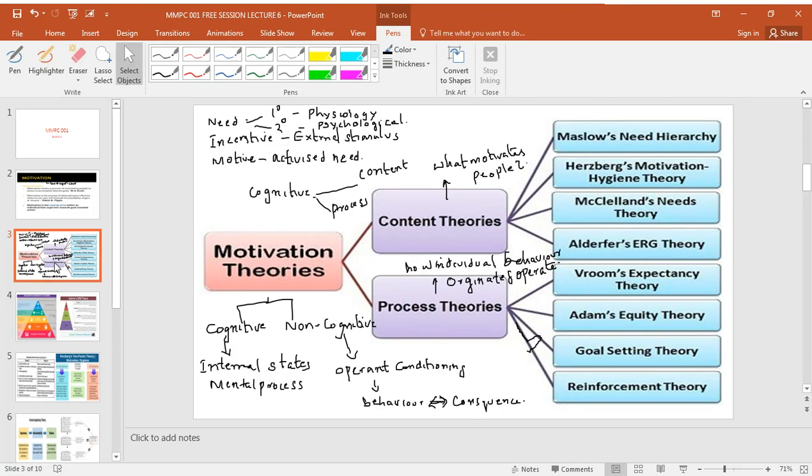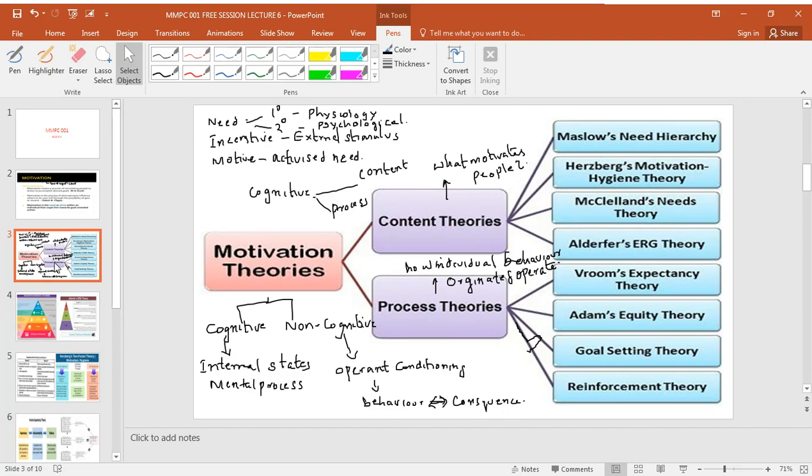So now we are coming to the next important thing, that is incentive. So what do you mean by incentive? Incentive is an external stimulus. Okay. So it's an external stimulus that activates the need. So you have a need and that need is getting stimulated by the incentive, that is an external stimulus, right?